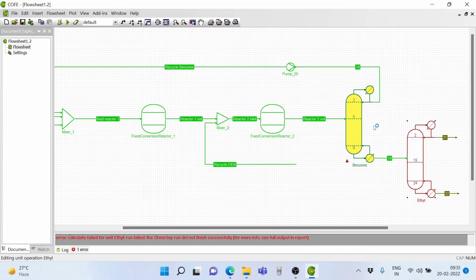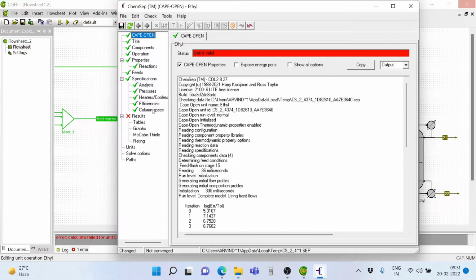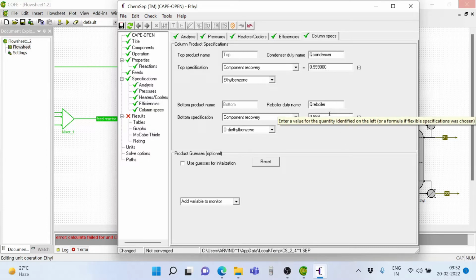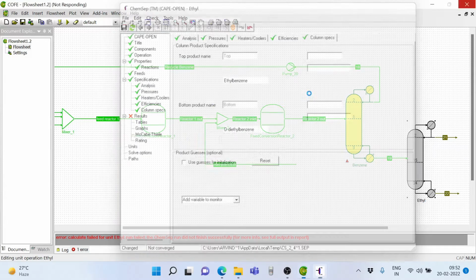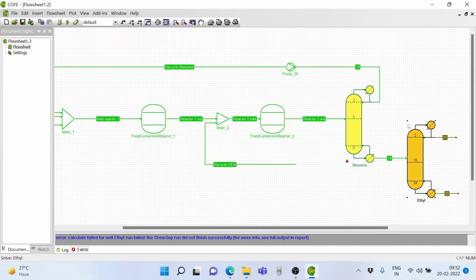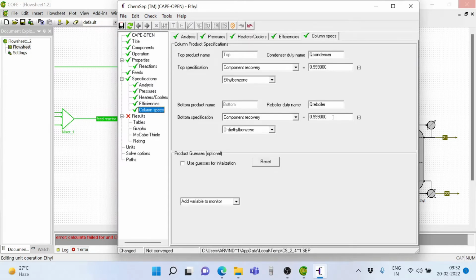So we edit it once again and we get back to our original specifications that we had given. In this case, it was 3 decimal recovery and 2 decimal recovery at the bottom. So let's keep 3 decimal recovery at the top and 3 decimal recovery at the bottom, and let's see whether the column converges. So let's do it once again. No, it does not. So let's go to our original specification and converge it first.